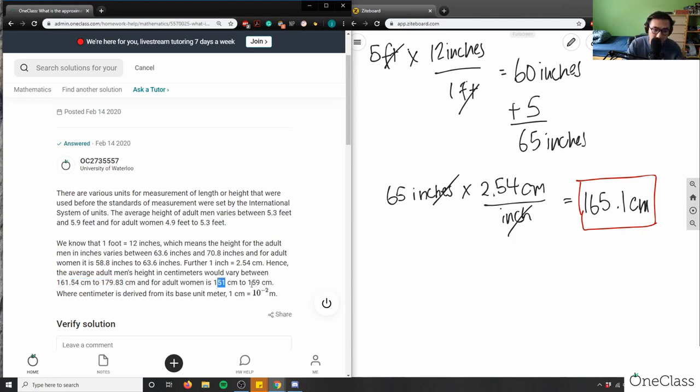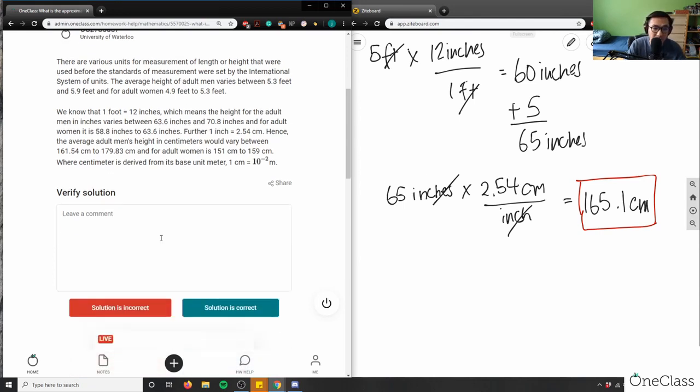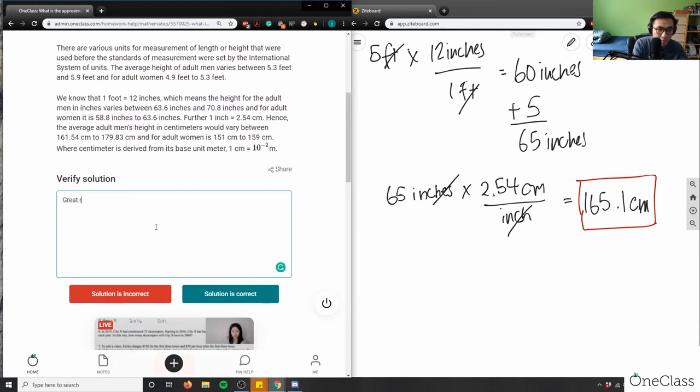I'm not sure what an average adult is. So I picked 5'5", 165 centimeters. My solution here falls in that range of the centimeters. So I'm going to say here is a great range of solutions, because the question was a bit broad when we talk about average height.